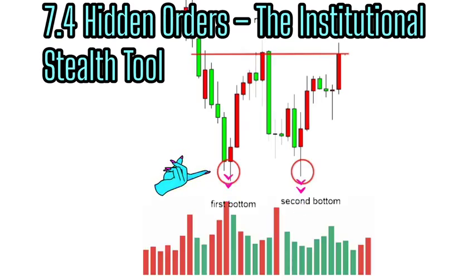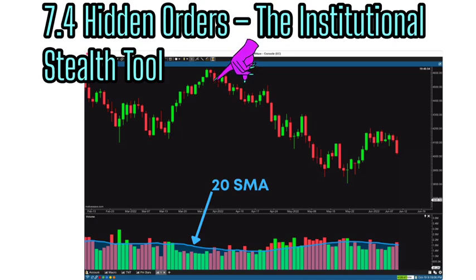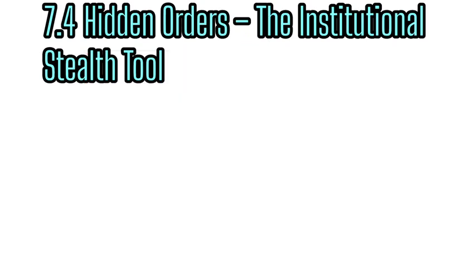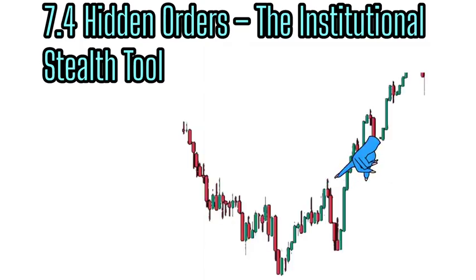7.4, hidden orders, the institutional stealth tool. Hidden orders are a key component of liquidity pools, designed to mask true order intent. Iceberg orders: large orders broken into smaller, visible pieces with a hidden bulk. Dark pool transactions: off-exchange trades that provide anonymity. Post-only orders: placed to avoid immediate execution and reveal minimal intent. Layered orders: orders stacked across different price levels to create false signals.